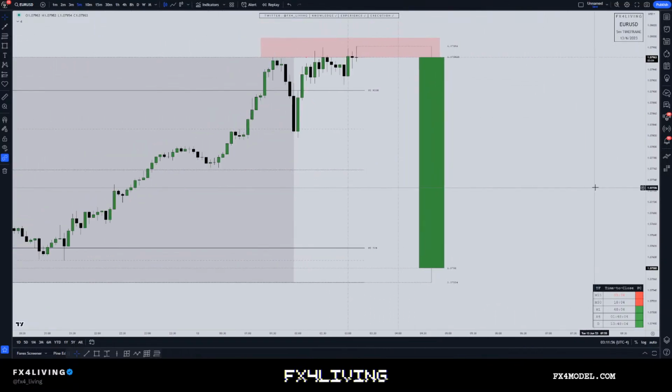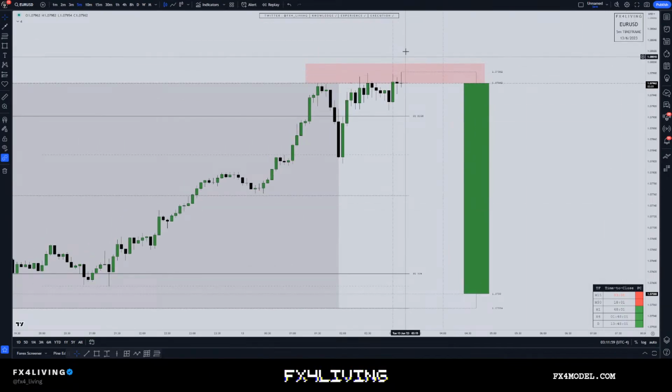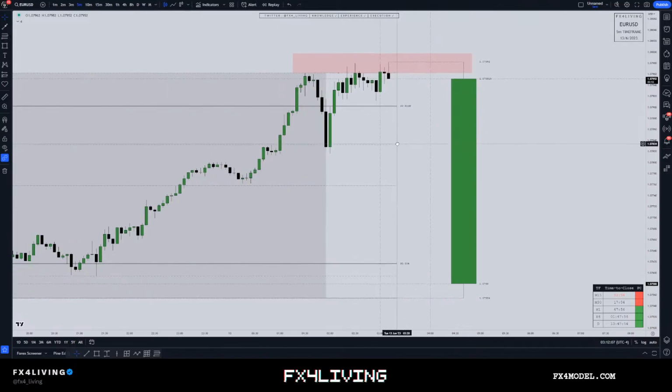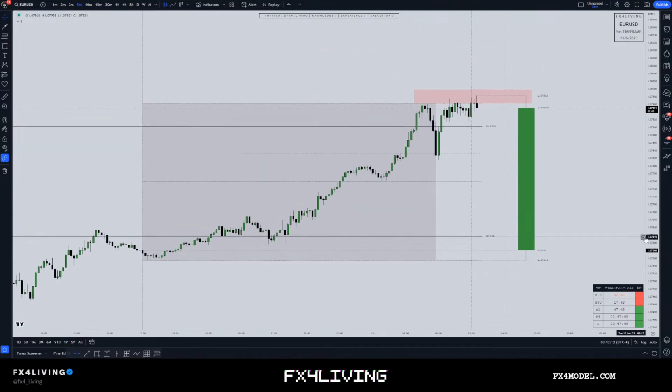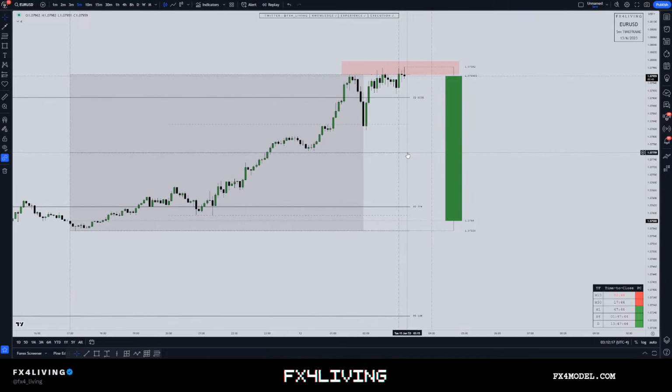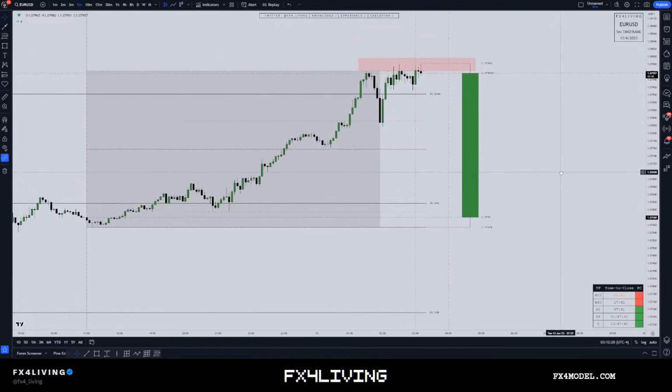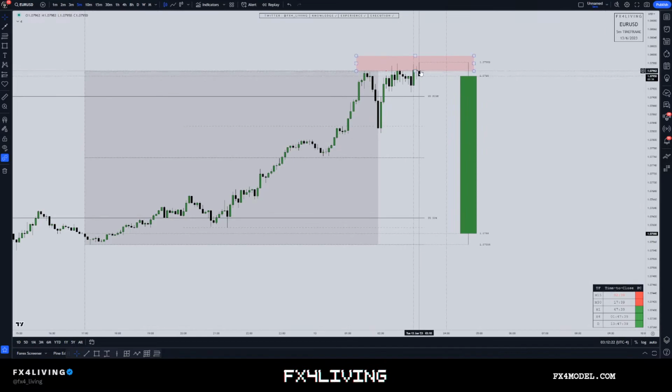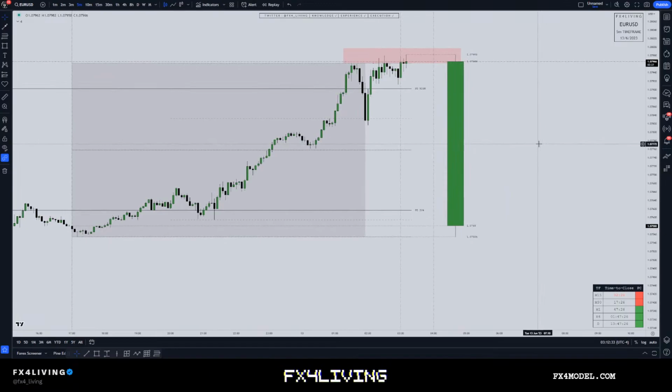So what I'm looking for now is some sort of manipulation above this high, and I want to see displacement back inside the Asian range. I want to take a short and target maybe 50% of yesterday, or the middle of this range. If price goes back down in the next 5 minutes and I miss the trade, I'm just going to look for a buy, because the price is bullish overall.